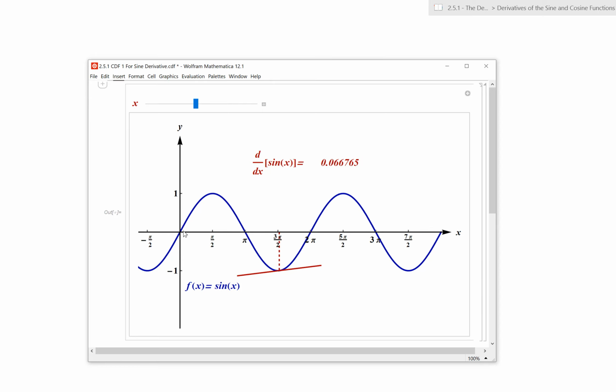So it sure seems that at 0, the slope tends to be maximal, at 1. At pi, the slope seems to be the most negative, which is -1, and then it's going to repeat like that as we move through the sine function.